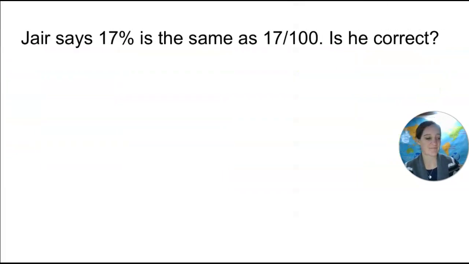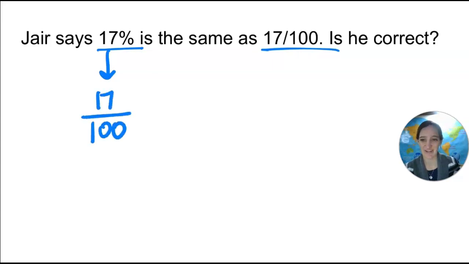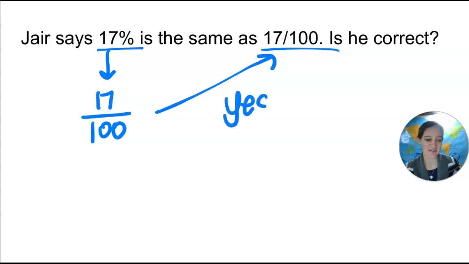All right, about this one. Jair says 17% is the same as 17/100. Is he correct? Well, we know that 17% is the same thing as 17 over 100, which is exactly what we have here. So yes, he is also correct. That's a more obvious one, right? Some of them are not obvious, some of them are.